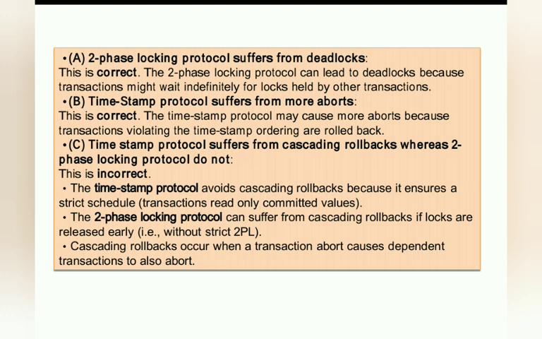Timestamp protocol suffers from cascading rollbacks, whereas two-phase locking protocol does not. It is incorrect because timestamp protocol avoids cascading rollbacks as it ensures a strict schedule, and two-phase locking protocol suffers from cascading rollbacks if locks are released early, that is, without strict two-phase locking protocol. So that's why option C is incorrect.